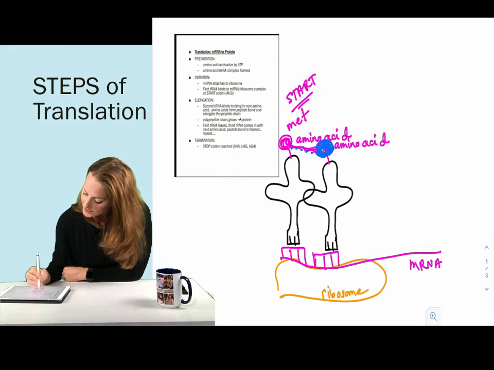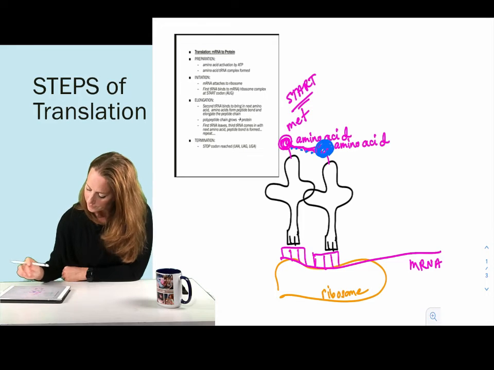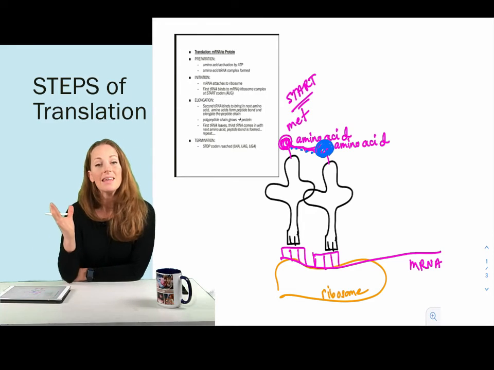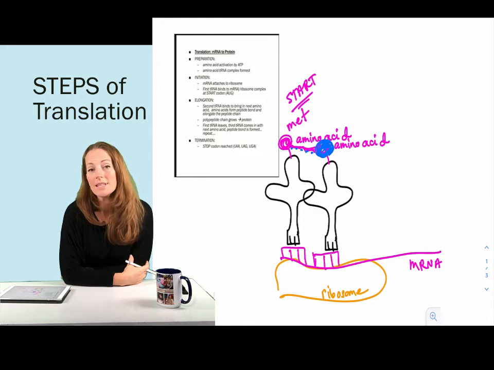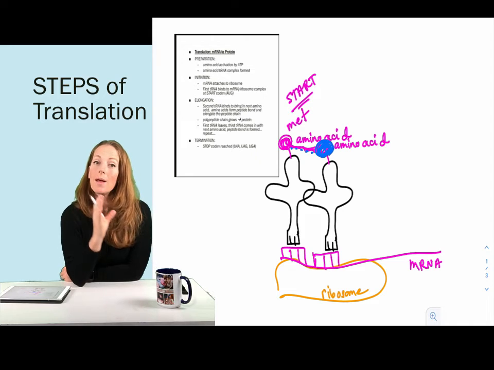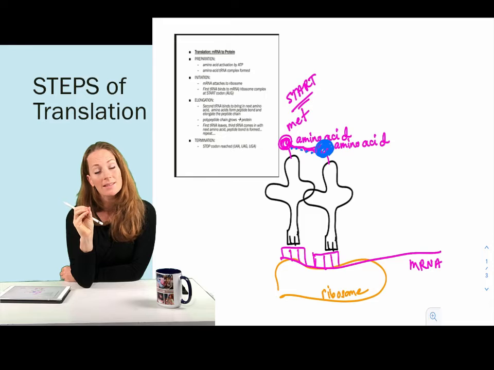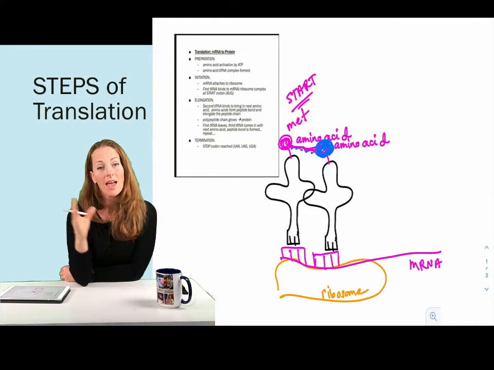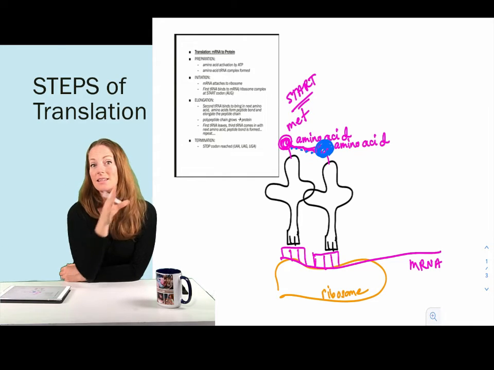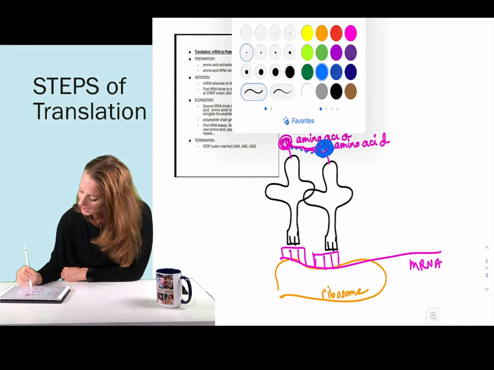The first tRNA will release its amino acid, and it will then leave as the next tRNA moves over to the next site. One by one, the tRNAs come in, have their amino acids bond to the previous amino acid, leave, make room for the next. The new tRNA comes in, bonds its amino acid, leaves. This process continues.